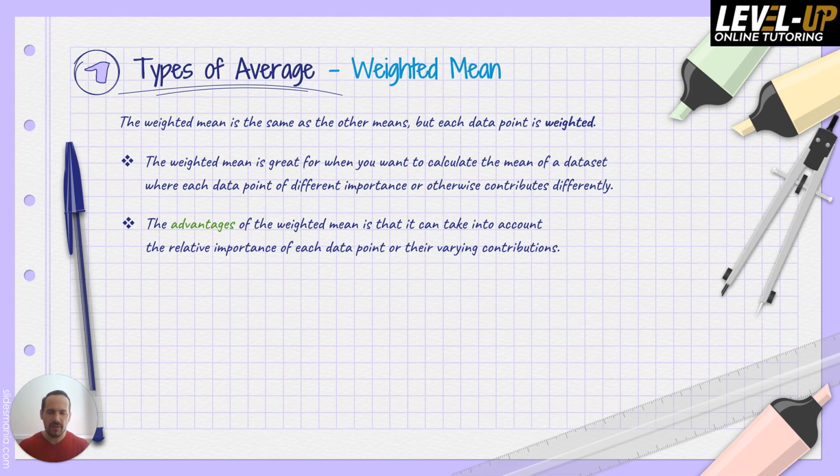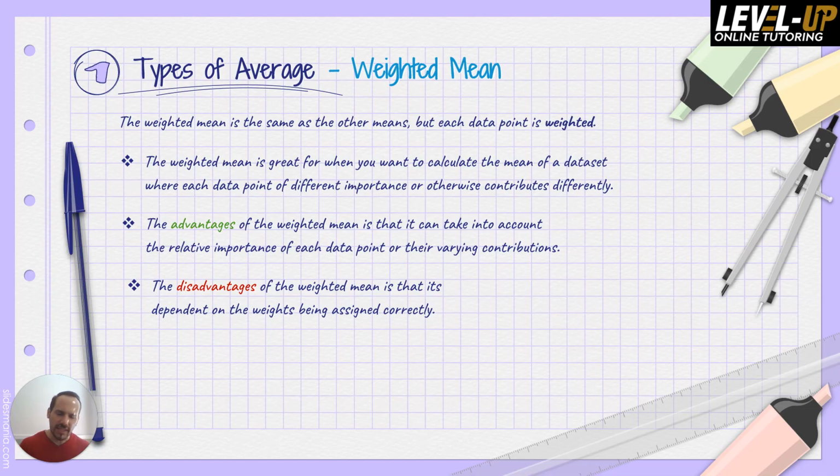contributions. But the disadvantage is, say, if the situation is such that the weights that you apply to each one are not so obvious. If you don't get those weights correctly, that could drastically affect the mean that you're going to end up getting. So you'd have to make sure those are assigned correctly.